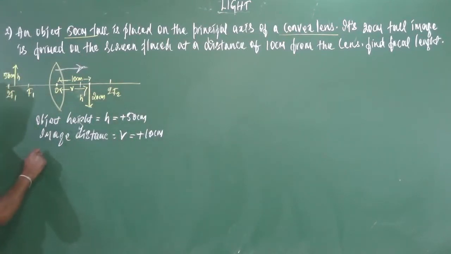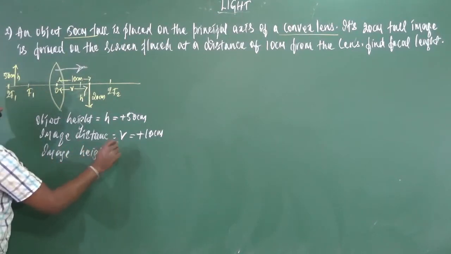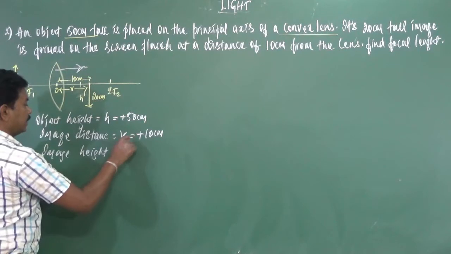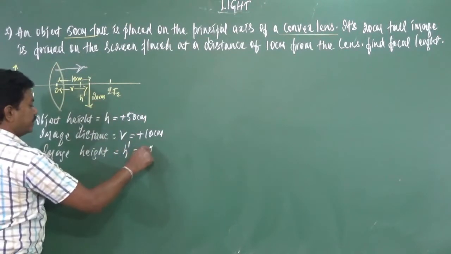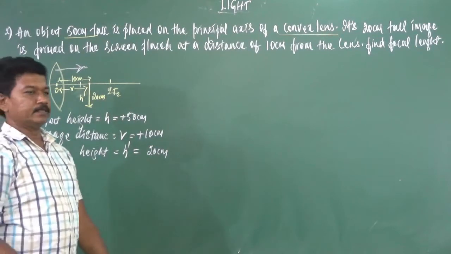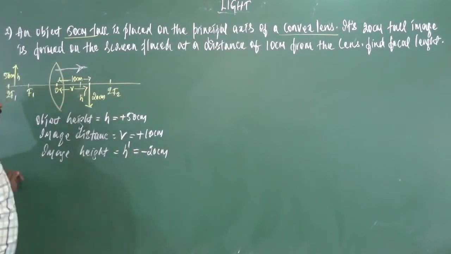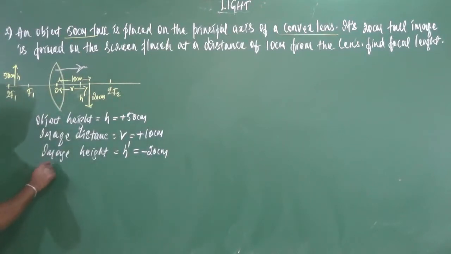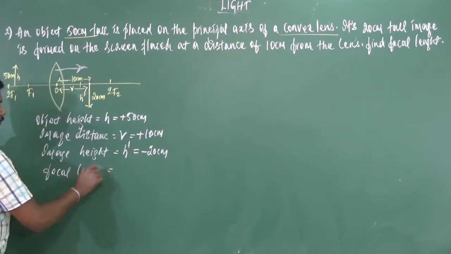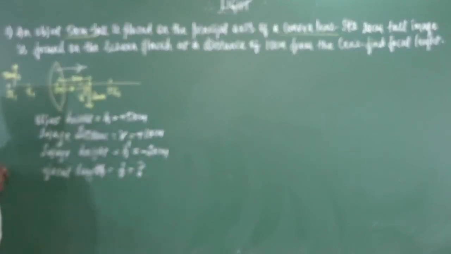Next we will go with image height. Image height is given as h dash, which is equal to 20 centimeters. Is this 20 centimeters taken positive or negative? Here the image is measured below the principal axis, therefore it should be taken as negative. So using this we have to find out the focal length. Focal length f is equal to question mark.